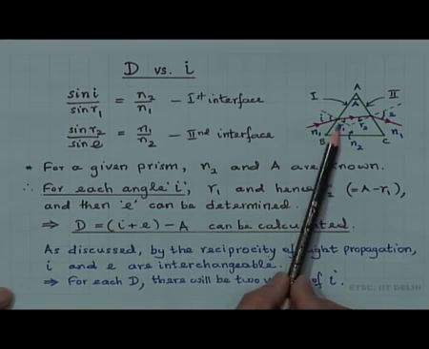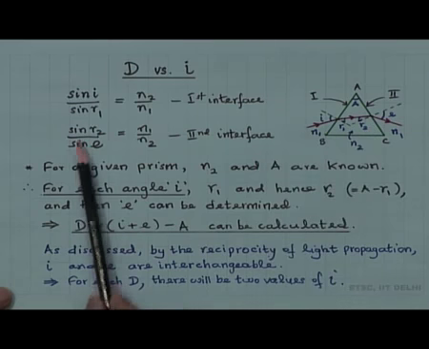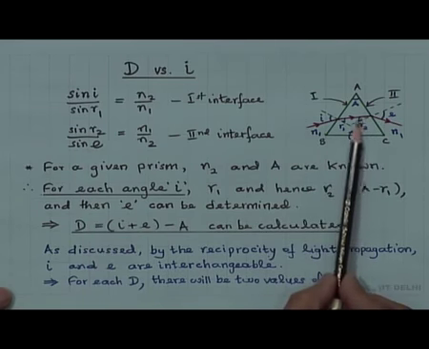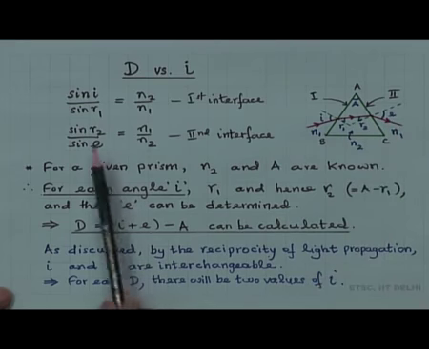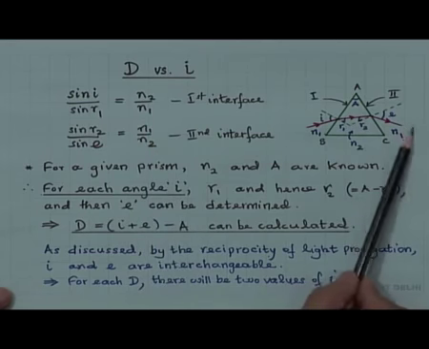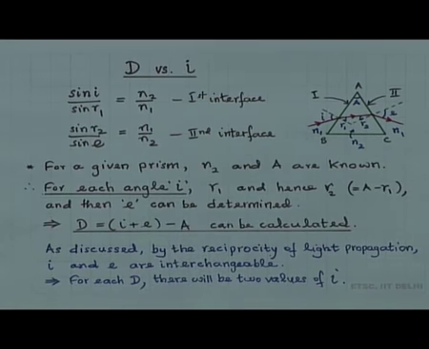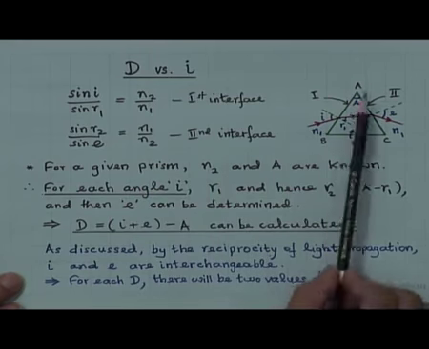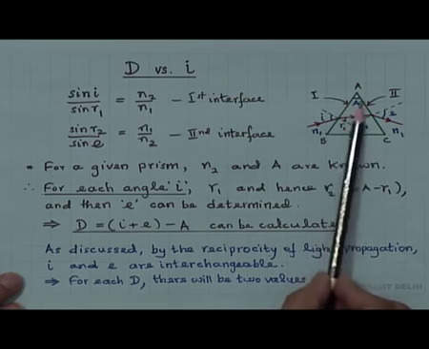Snell's law applied to this interface gives sin R2 by sin E, because the angle of incidence here is R2 and the angle of emergence is the refracted angle. So, sin R2 by sin E is equal to N1 by N2. N1 is now the second medium, the outside medium, N1 by N2 for the second interface. Therefore, for a given prism, N2 and A are constants. The material of the prism has a certain refractive index N2 and an angle A here.